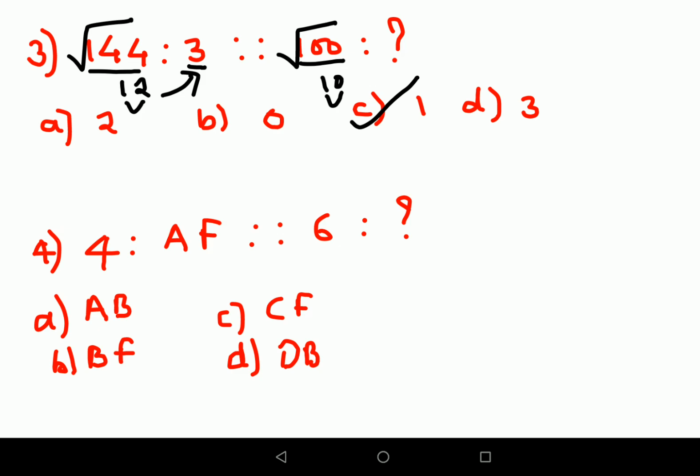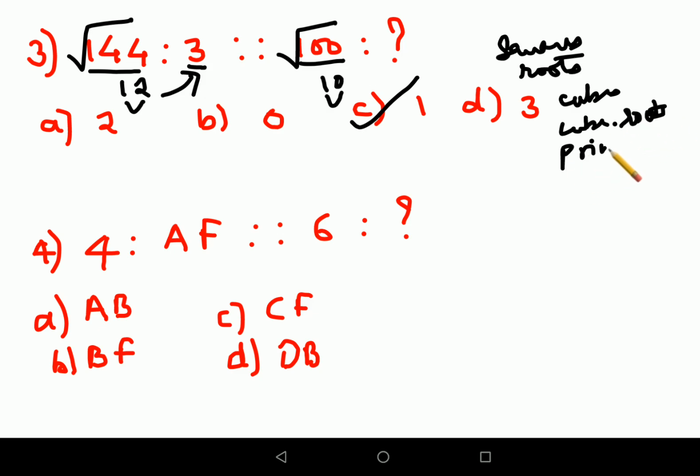You saw how easily we are able to figure this out, right? All you need to remember is, there are a few things you need to remember: squares, then roots, squares, then cubes, and then cube roots, and you do have prime numbers. That is a very important part of your question.